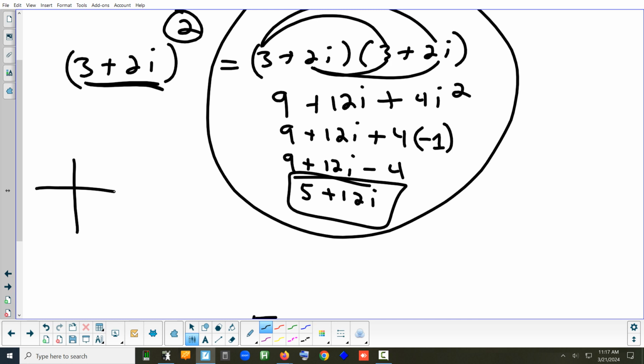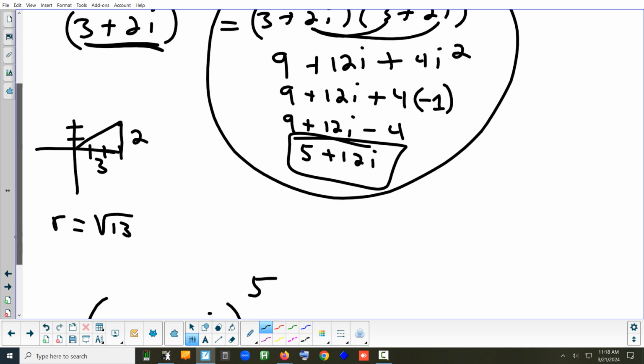Okay, so if we were going to write that in trig form, write 3 up 2. How long is the bottom side of the triangle? 3. And the height? 2. Okay, what's 3 squared? 9. And 2 squared? 4. And 9 plus 4? 13. So your radius with the Pythagorean theorem is square root of 13.